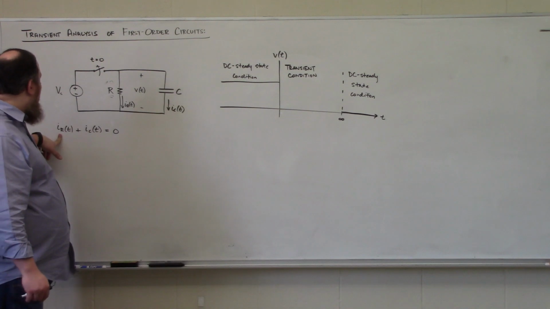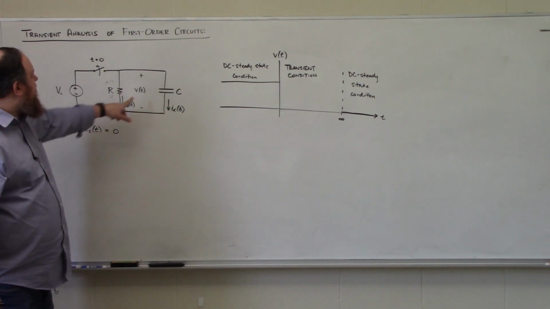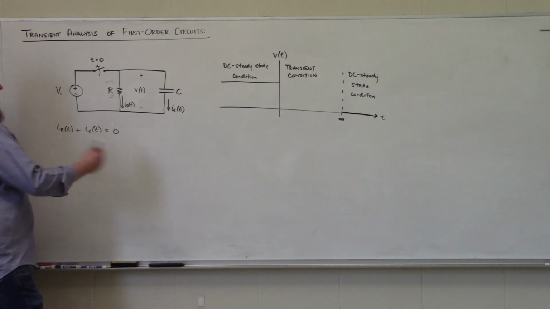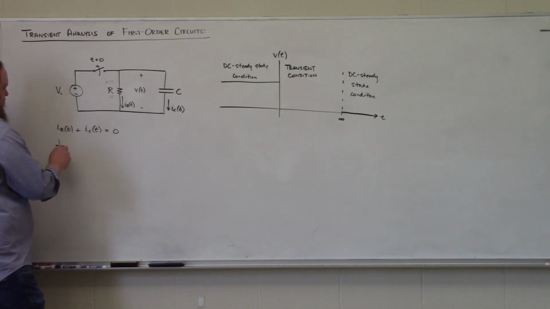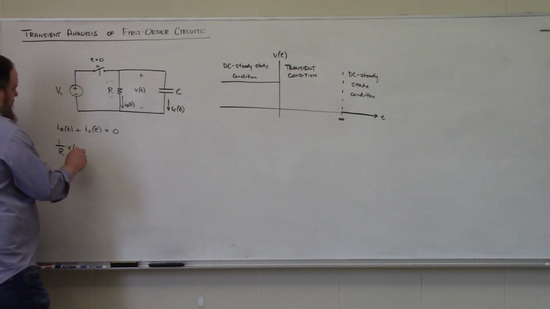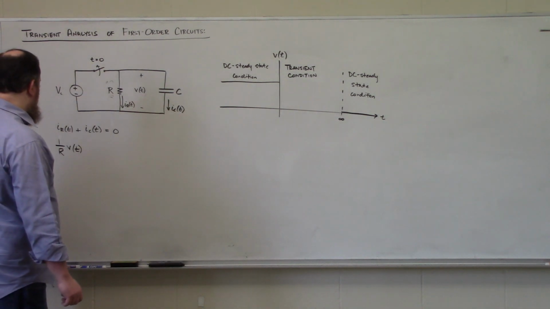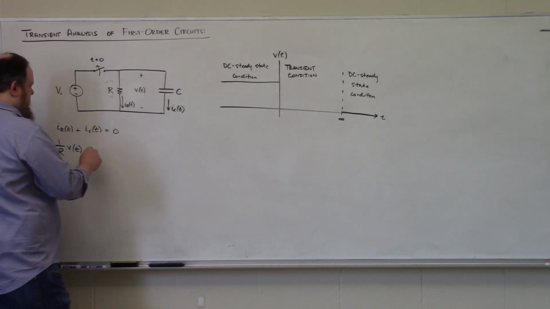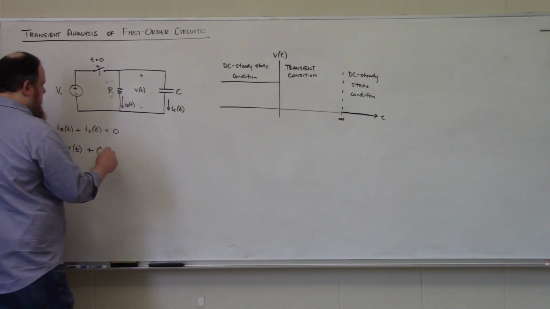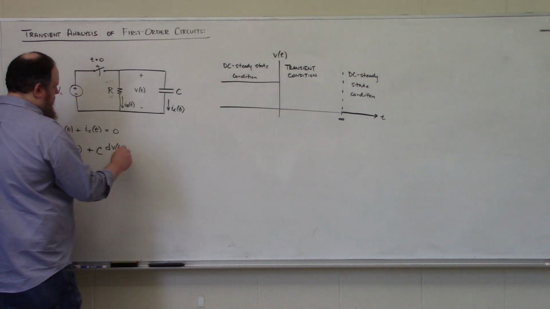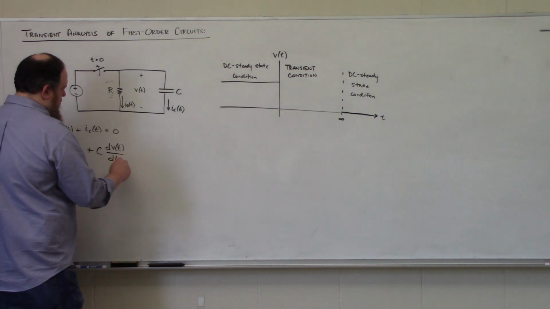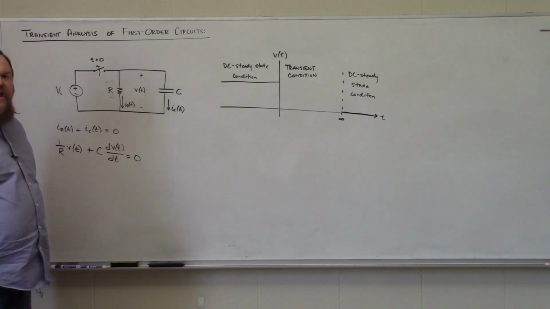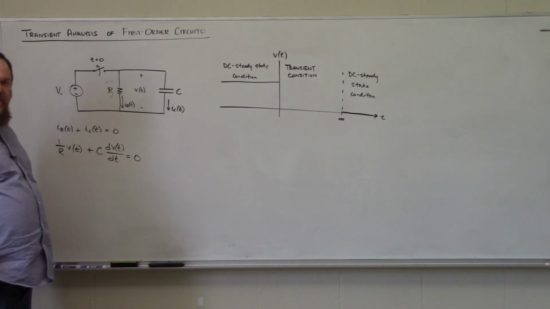Now, I can express IR of t and IC of t in terms of this common voltage V of t. So Ohm's law tells me that IR of t is 1 over R times V of t. And our current voltage relationship for our capacitor tells me that IC of t is C dV by dt. This is what's called a first order differential equation, okay?